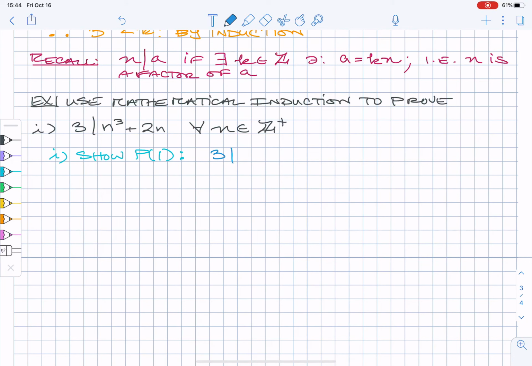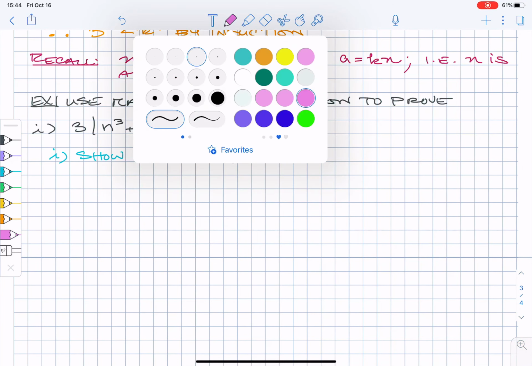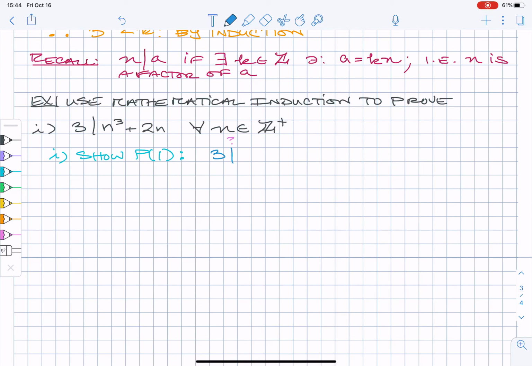So does 3 divide 1 cubed plus 2 times 1, which is 1 plus 2, which is 3? Yes, it does. 3 goes into 3 one time. So that's true. So number 2, assume p at k is true. So p at k being true means that 3 divides k cubed plus twice k by assumption.